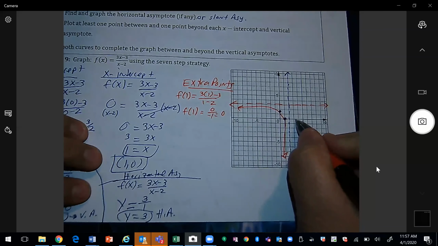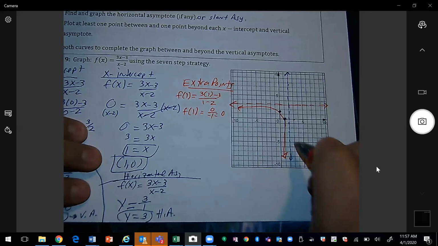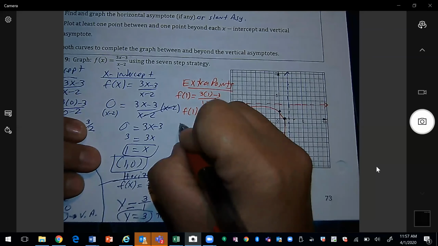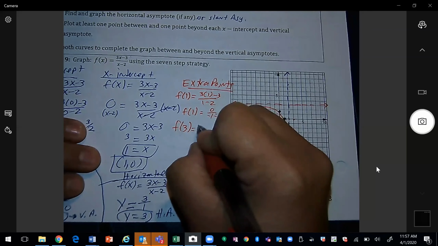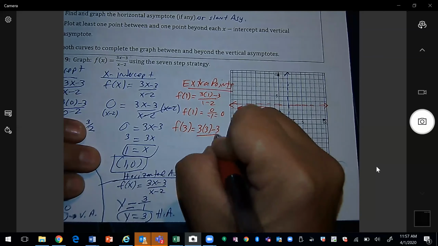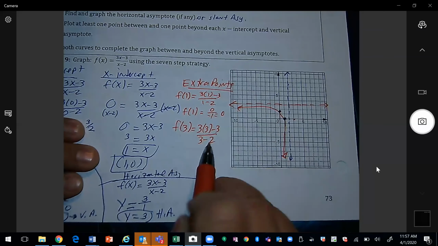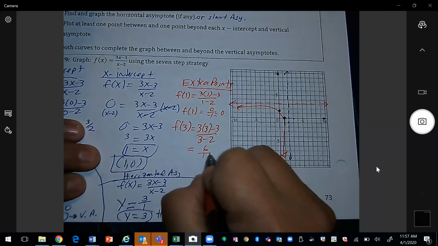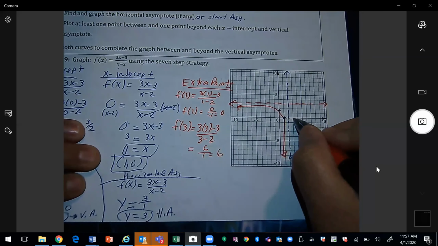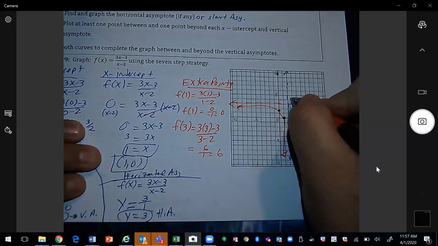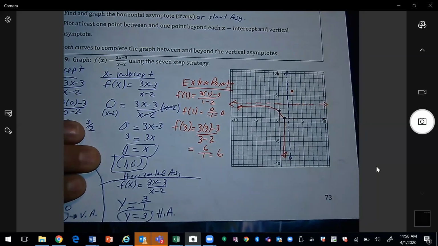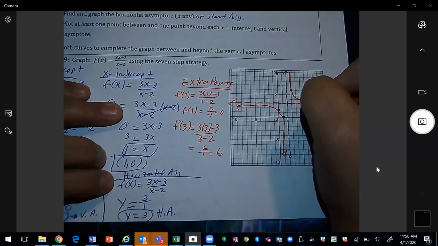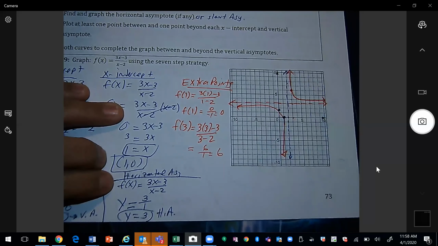The point on this side is not a 1, it's actually a 3, because the asymptote here was 2, so this point is a 3. So let's check the 3. So 3 times 3 is 9, minus 3 is 6. 3 minus 2 is 1, so we get 6. So I'm going to go up here, 1, 2, 3, 4, 5, 6. Okay, and then you can plot in more points, or you can just know that since they're asymptotes, the graph is going to get close but not touch.